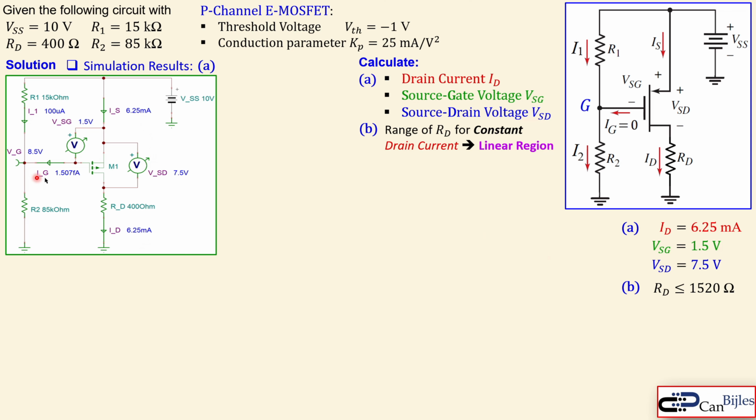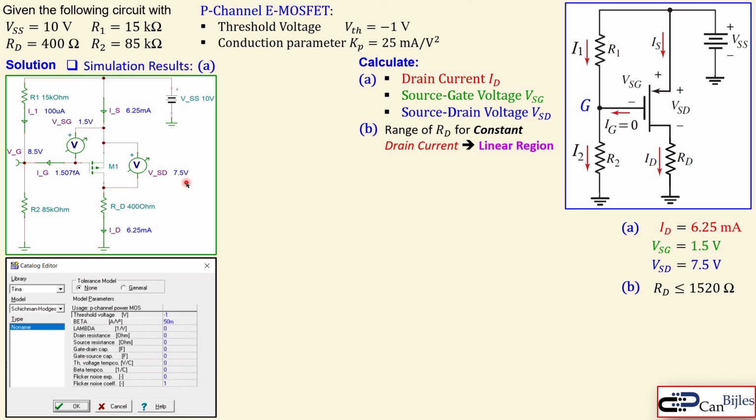You see also the gate current is almost zero, so 1.51 femtoamps, so you can consider that as zero. You see also the gate voltage is 8.5, and the source to gate voltage is 1.5 volts, as we have calculated, and also the source to drain is 7.5. So everything is correct here.